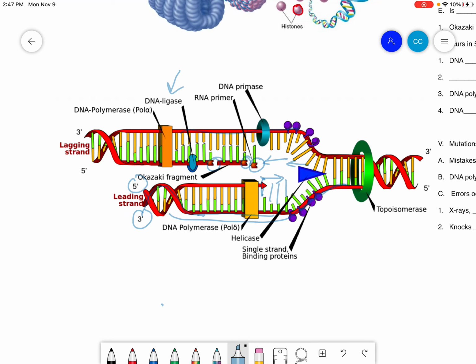So the 5 basic steps. The first step is DNA helicase will unwind the DNA. So helicase unwinds the genes. Number 2, primers will bind with the exposed complementary DNA strands to serve as attachment points of new DNA molecules.